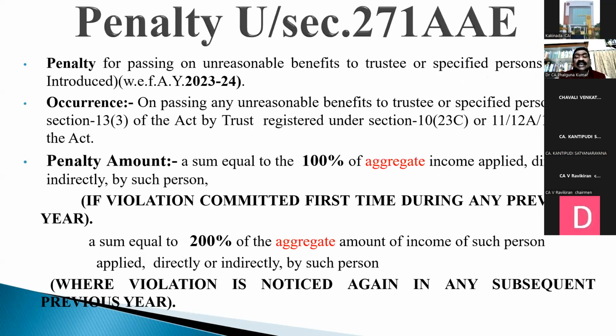Then the penalty in 271AAE. So the penalty is for unreasonable benefits passed on to trustees. So what is reasonable, what is unreasonable? Examples are given. So we have to be very careful. This penalty, as I have explained to you, in the first year is 100% of the aggregate income of that year. If for the first time the violation is noticed, 200% of the aggregate income from the second year onwards.